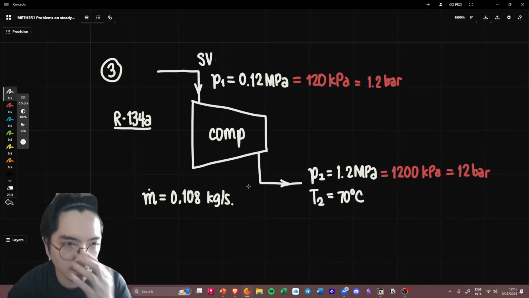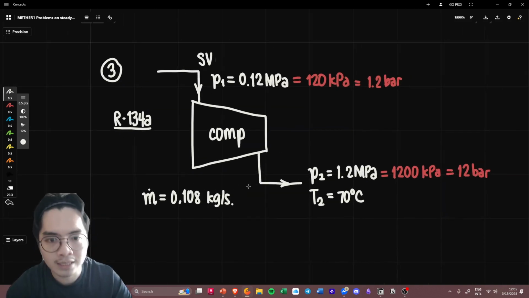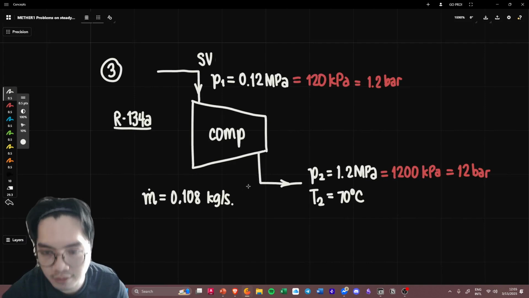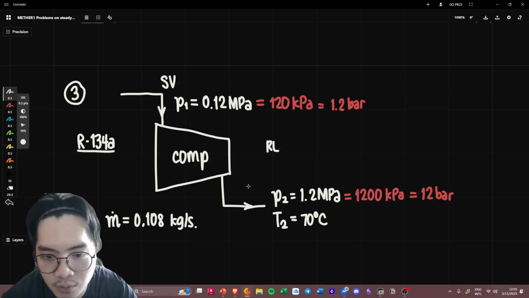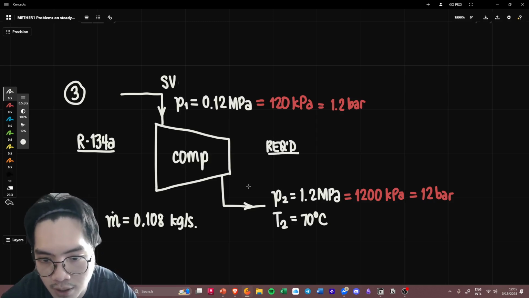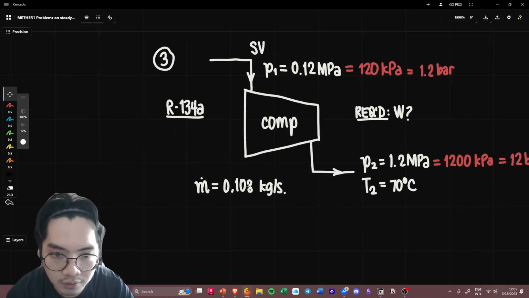So for number 3, I will have full units on, right? And what is required here is the compressor power. How much work do we need to put, right?